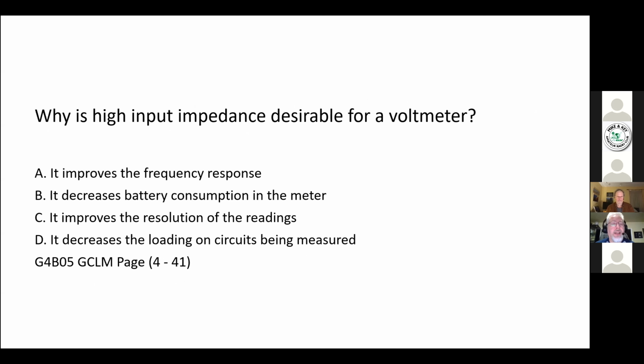Why is high input impedance desirable for a voltmeter? A, it improves the frequency response. B, it decreases battery consumption in the meter. C, it improves the resolution of the readings. Or D, it decreases the loading on circuits being measured. Delta is correct. It decreases the loading of the circuit being measured.